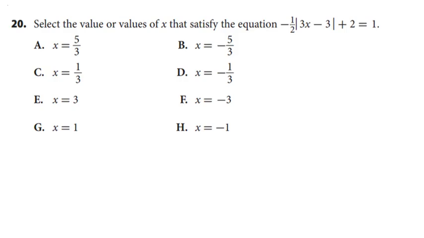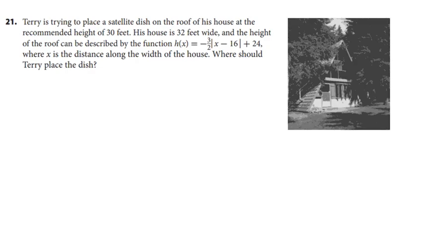Okay, let's go on to our last unknown problem we're working at here, number 21. Again, I invite the viewer to pause, work ahead. Terry's trying to place a satellite dish on the roof of his house at the recommended height of 30 feet. His house is 32 feet wide, and the height of the roof can be described by the function h of x equals negative 3 halves times the absolute value of quantity x minus 16, plus 24, where x is the distance along the width of the house. Where should Terry place the dish?